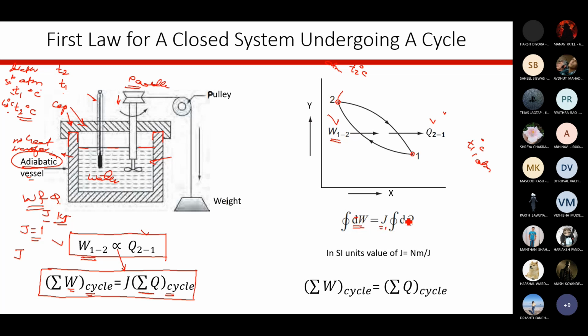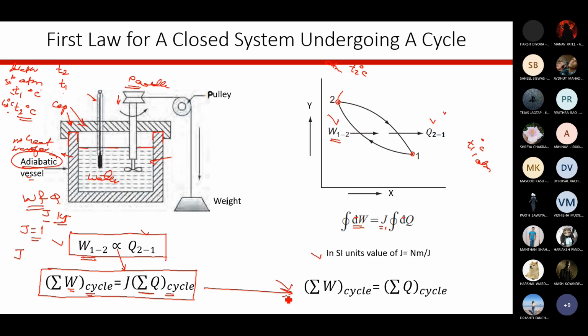Use the symbol d-cross, so that we know that this is an inexact differential and not an exact differential, right? I already mentioned that the value of the mechanical equivalent of heat, Joule's coefficient, is 1. So once we put that value 1, you can rewrite the expression like this. Clear? This conclusion, how the first law is applied to a closed system undergoing a cycle, is derived based on Joule's paddle wheel experiment. So remember this: summation W for a cycle must be equal to summation Q for a cycle.